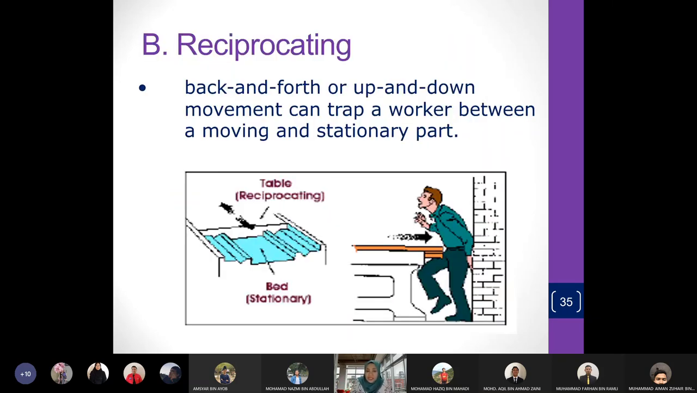Now, reciprocating is the motion of moving back and forth or up and down. And this can trap a worker between a moving and a stationary part. If, for example, somebody decided to walk through a moving part, and if it moves in, it can trap that person there and cause an injury to that person.